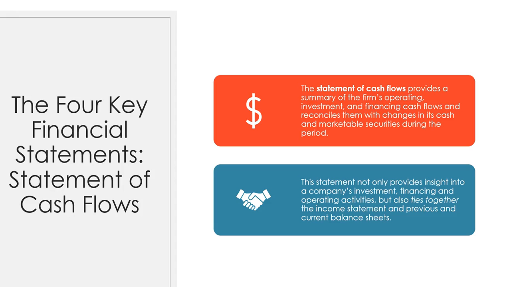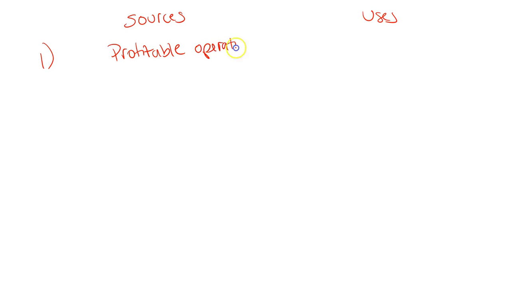Within a company, there are only 4 ways to make money and 4 ways to spend money. Let's break those down right now. We have our sources and uses of cash. Our first source is profitable operations. So we can make cash by being profitable. The alternative to that would be unprofitable operations. So if we're operating at a loss, that is going to use up the cash that we have available.